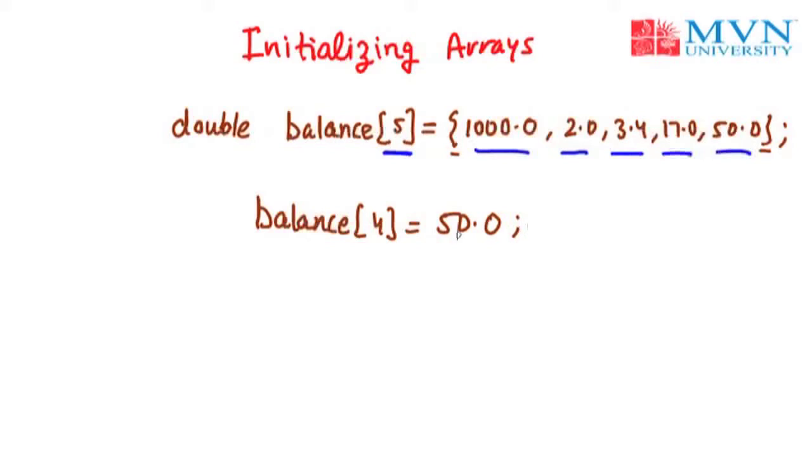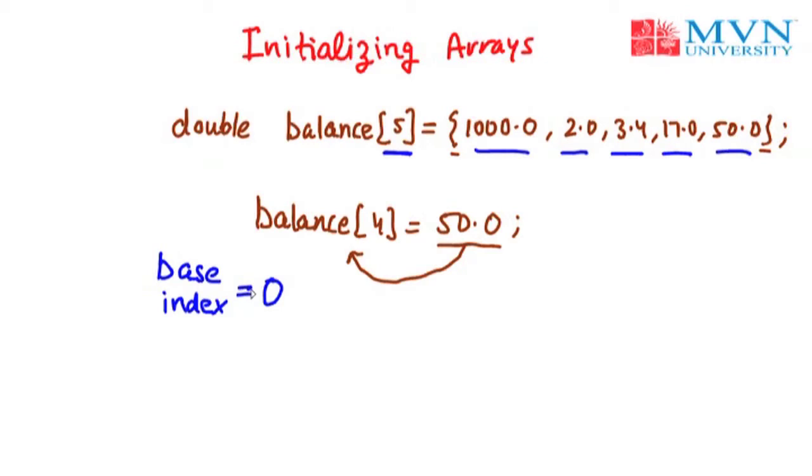Here we are assigning the 50 value to the 5th element of the array balance. So in this way we can assign values to a specific or single element of the array also. All arrays have 0 as the index of their first element, which is also called the base index. The base index of an array is always 0, and the last index of an array will be the total size of the array minus 1.